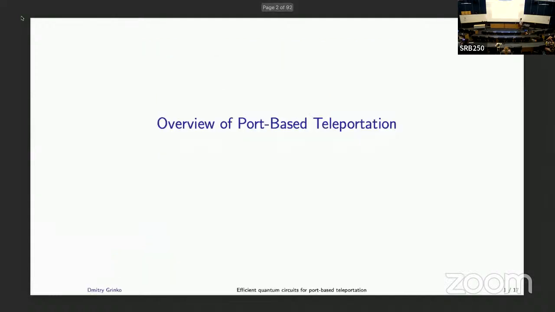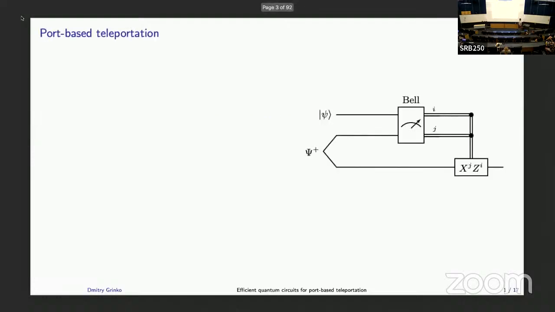Let's start with a brief overview of port-based teleportation. We all know the standard teleportation protocol, which schematically looks like this. At the top we have Alice, and this wire belongs to Bob. And in the standard protocol, Bob needs to apply some non-trivial correction operation based on the outcome of Alice's measurement.